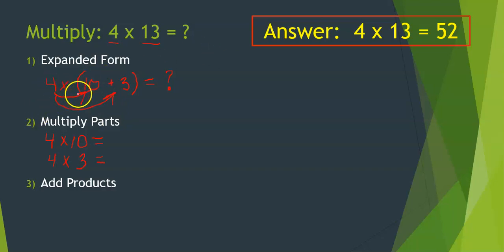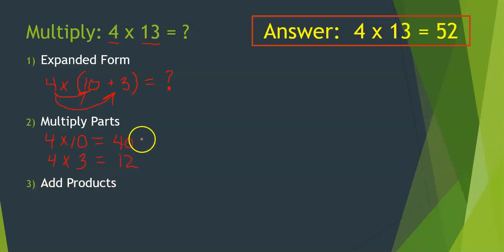I would have had to say 4 times 5, and then 4 times 5 again, and then lastly, 4 times 3. So see how that added one more step? So I'm just going to leave it like this. So 4 times 10 equals 40. And 4 times 3 equals 12.